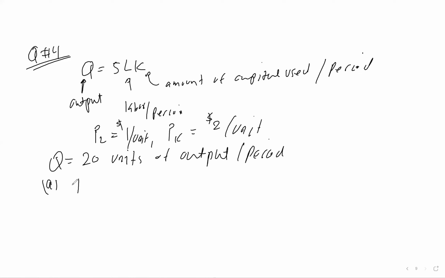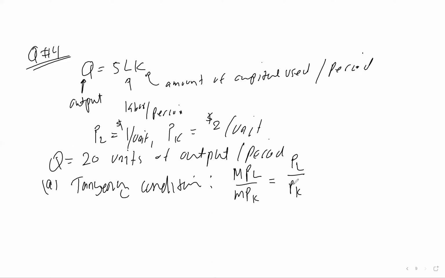So, the tangency condition. The tangency condition is that we have the marginal product of labor over the marginal product of capital. By definition, that is equal to the price of labor over the price of capital. This is the tangency condition.